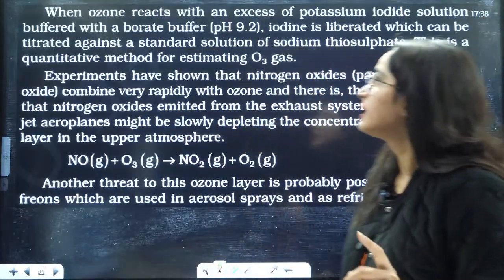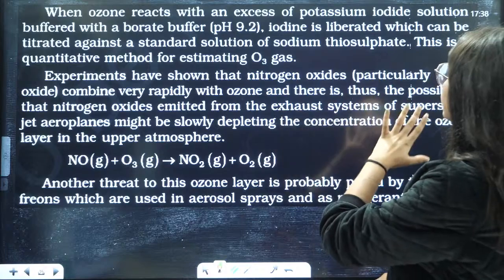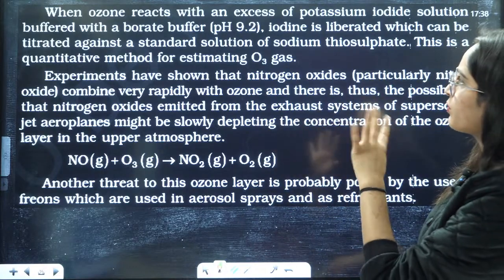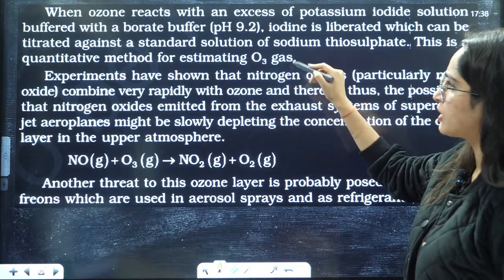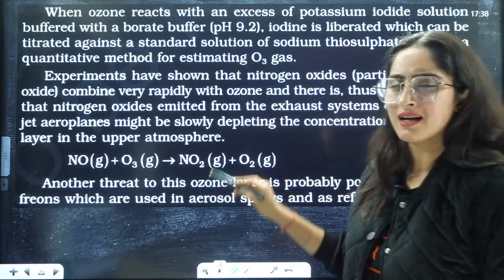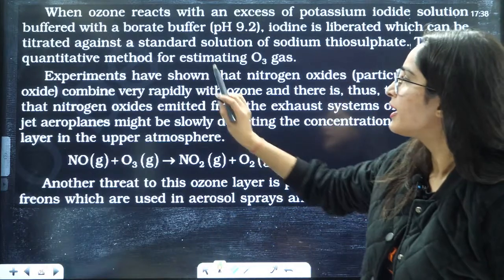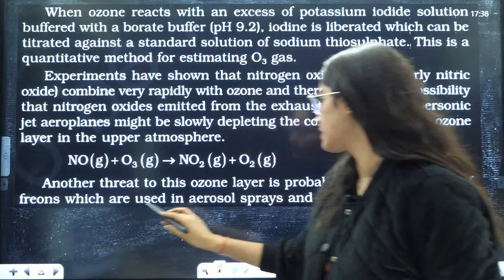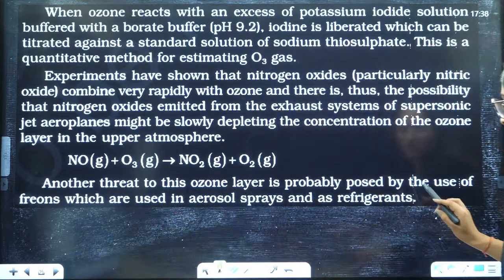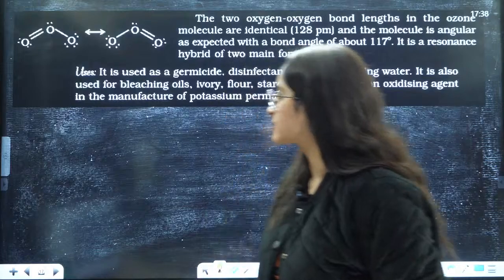Then it reacts when excess of potassium iodide solution is used, iodine is liberated, which can be titrated against standard solution, right? So basically these are the titrations, not important. This is also not important for you. You can skip this thing. Another threat to this ozone layer is probably from here the question they will not ask, right?